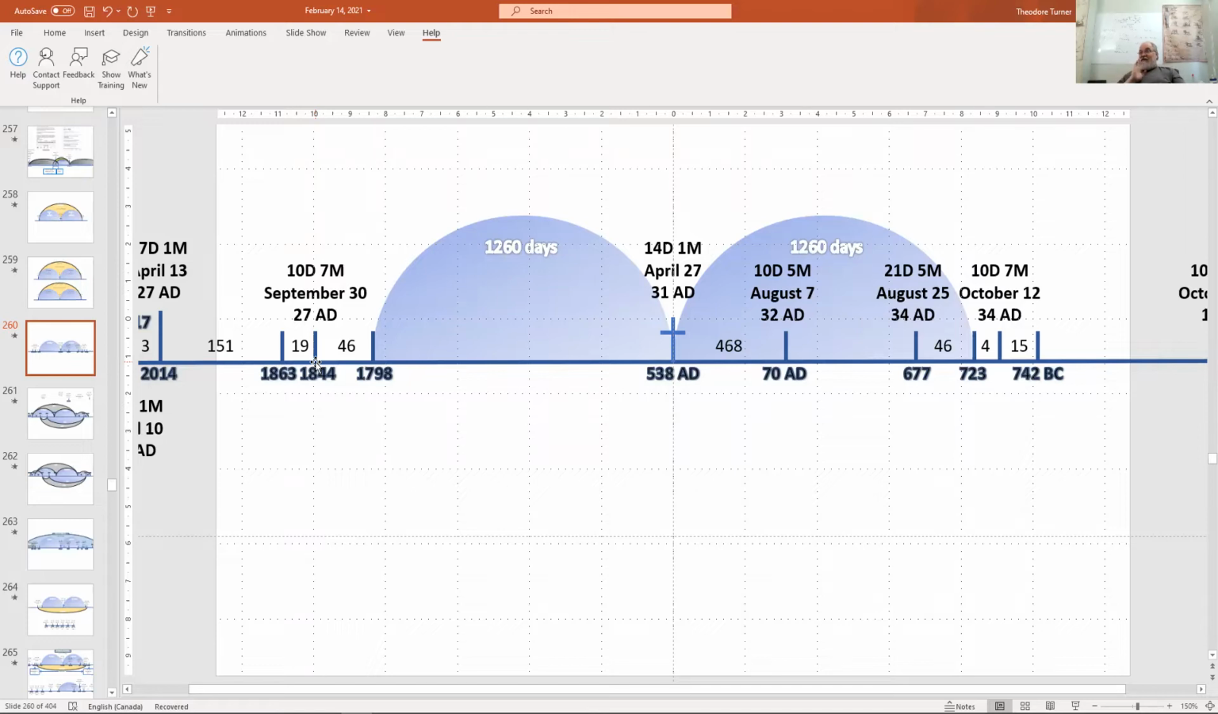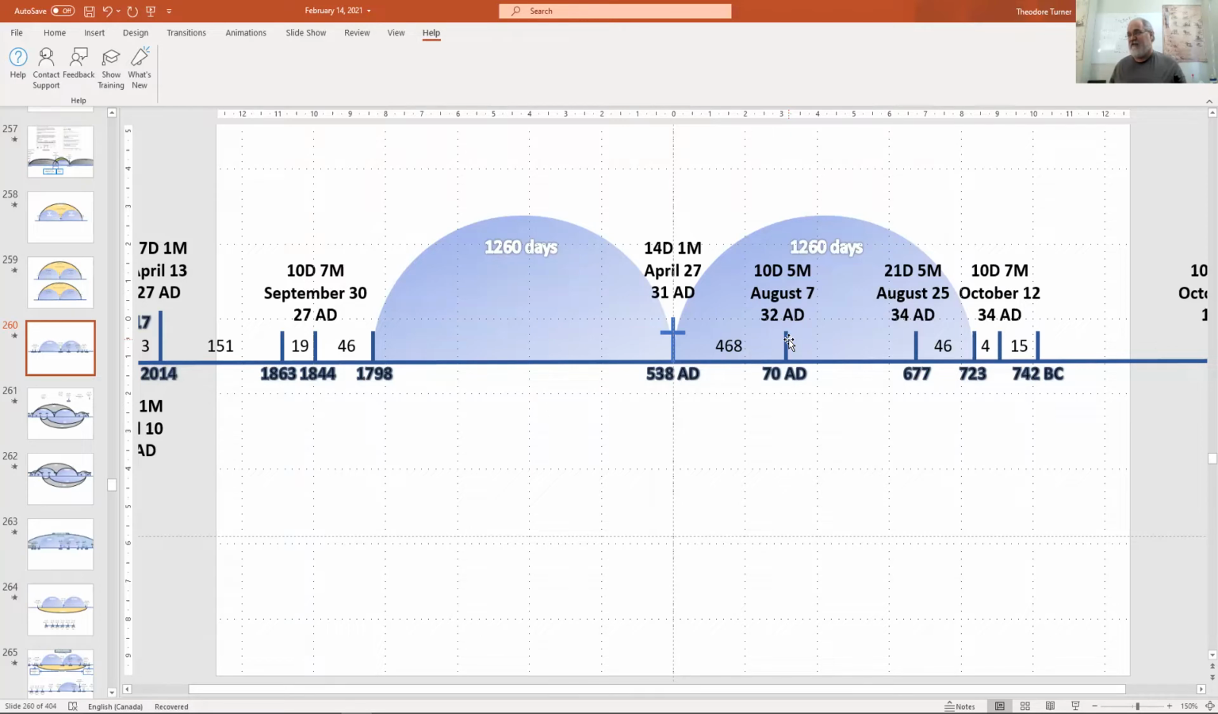So now the next thing that I did, so I counted these 70 AD, but if you count from April 27th, 468 days, it depends how you count. Are you going to count from the beginning of April 27th? Or are you going to count from the end? And are you going to count ordinally or cardinally? Right? So I could count 468 days starting on April 27th at sunset, and then just count cardinally, and then I will come to August 7th.